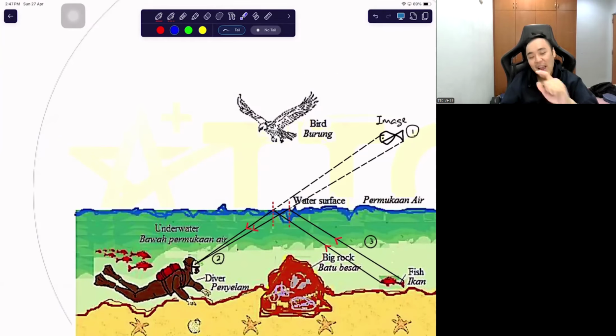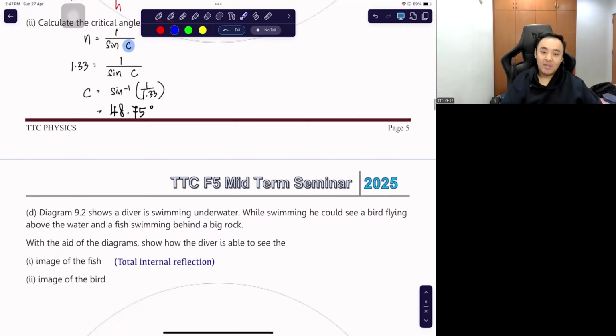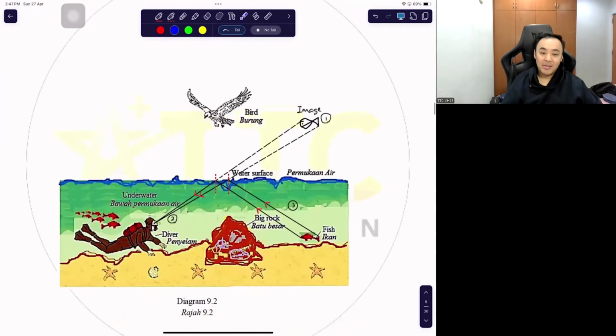Okay. You know why I want to do this question or not? It's a very different one. Just now you answered, is this one closer or further away from the water surface? You noticed your image is closer to the water surface compared to the real fish. But you know what's the difference? Where are you in this diagram? In the air. Agree. And then you look into the water. Now, where are you? In the water. And then you look to the air.